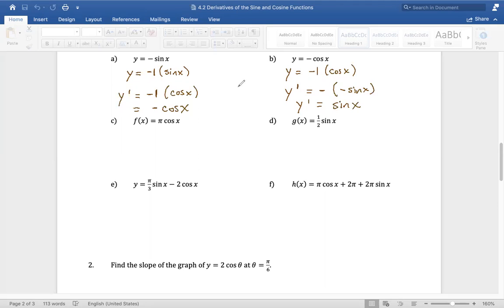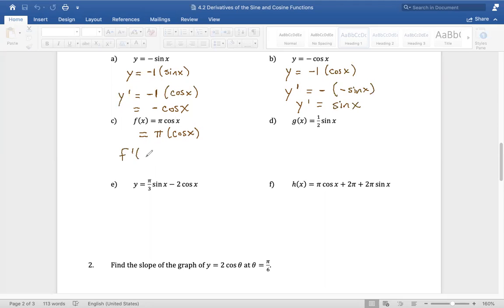Okay, what if I have f of x, the function, equal to pi times cos of x? I'm not doing the derivative right away. I'm just putting equals and rewriting it. So visually, I think for some of you, it might help you. Now, pi here is a constant. So I have a constant multiplied by my function, my curve, cos of x. So I have the constant multiple rule.